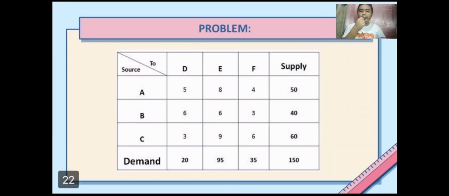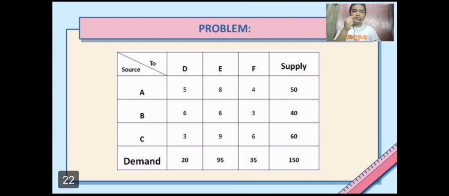The northwest corner method can be well understood through a given transportation problem. In the table, 3 sources A, B, and C with production capacities of 50, 40, and 60 units of product respectively are given. Every day, the demand of 3 retailers, D, E, and F, is to be furnished with at least 20 units, 95 units, and 35 units of product respectively. The transportation costs are also given in the matrix.